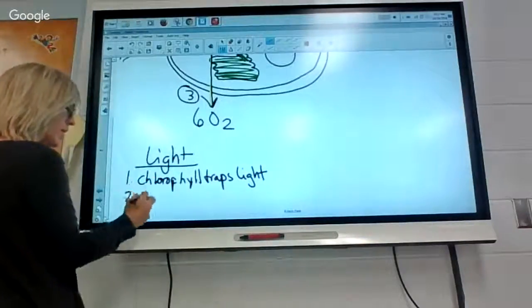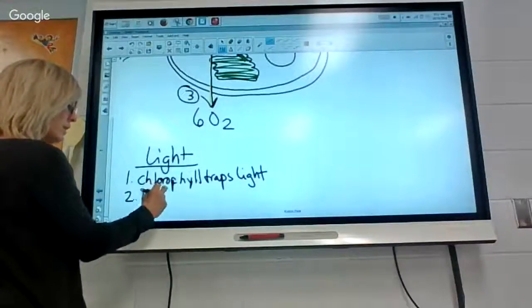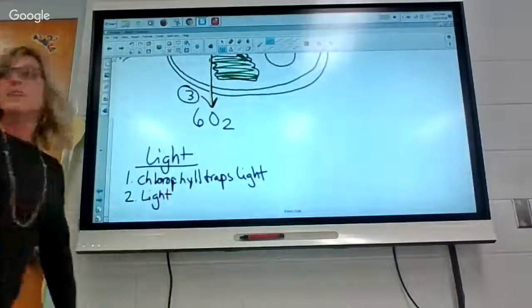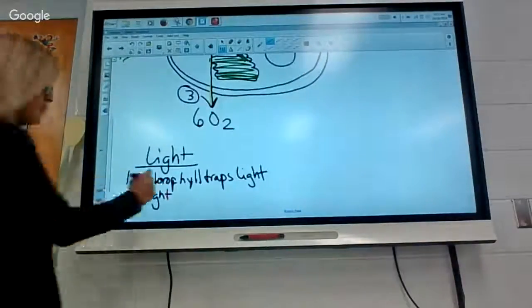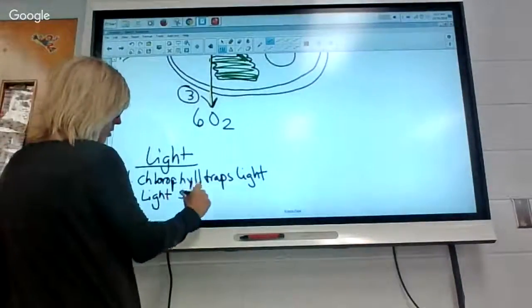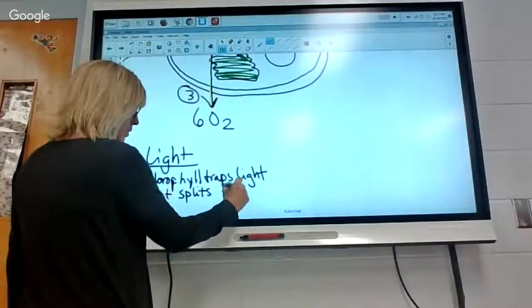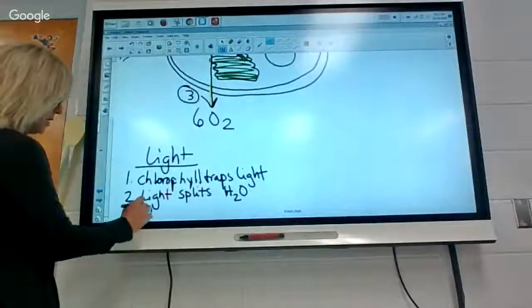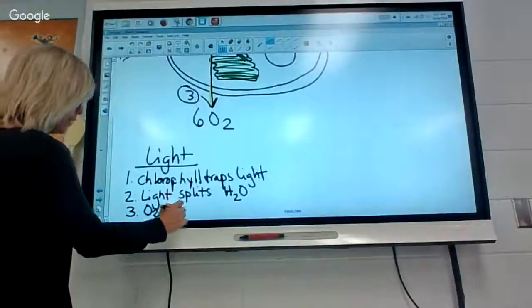Light. We write that up under the one that says supports light. Yep, right where it says light. What did light do to the water? Splits water. Oxygen is released.